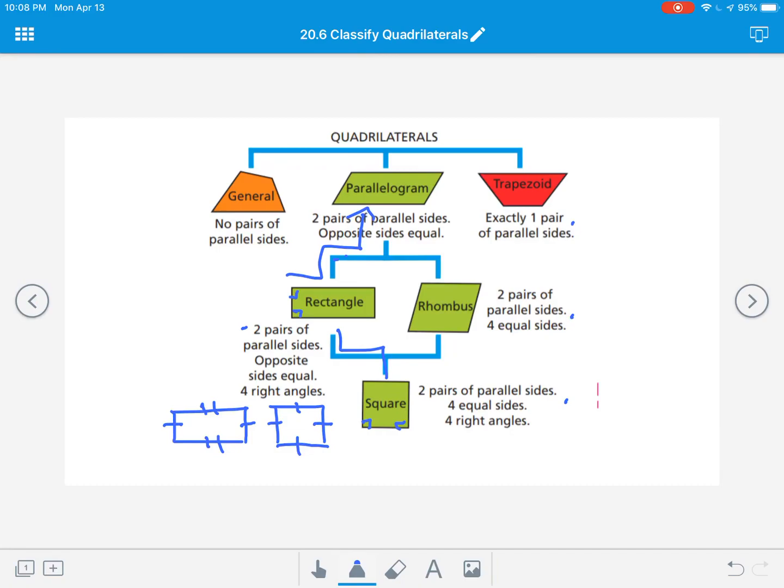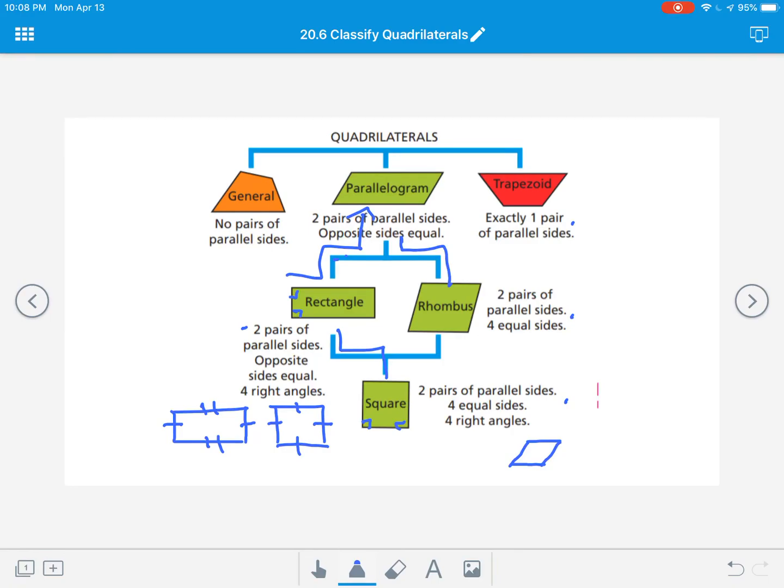A rhombus is a type of parallelogram that has two pairs of parallel sides and all the sides are equal. So it's like a square that has been shifted. So all of the sides are equal and the lines are still parallel, but the difference is that it does not form right angles. Instead, it forms acute angles and obtuse angles. So you're going to need to have these notes handy for today's lesson because we're going to be classifying all of these different types of quadrilaterals today.